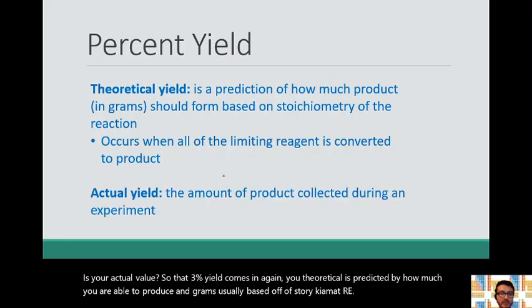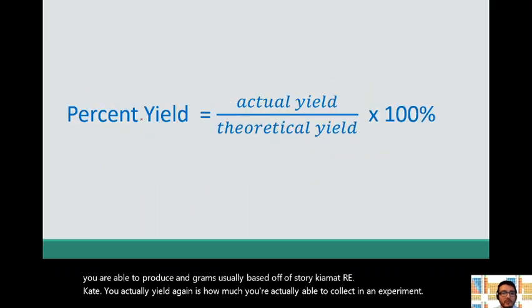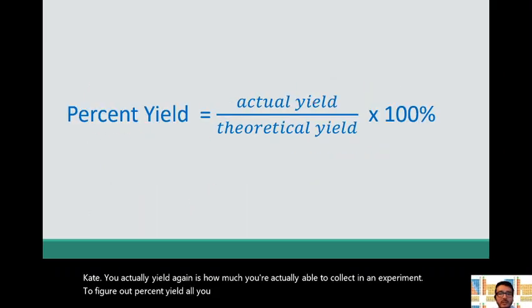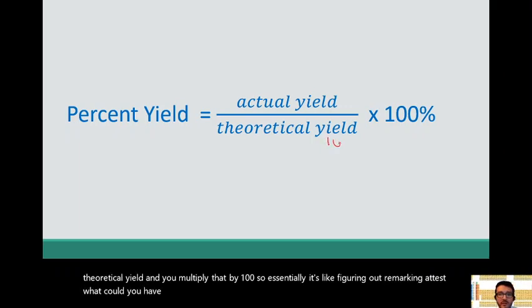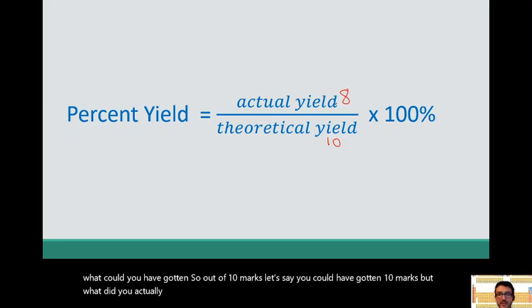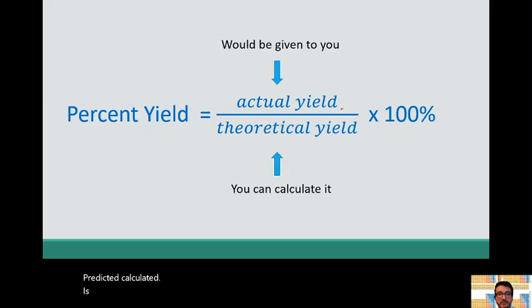Your actual yield again is how much you're actually able to collect in an experiment. To figure out percent yield, all you do is take your actual yield, divide that by your theoretical yield, and multiply that by 100. So essentially it's like figuring out your mark on a test. What could you have gotten? Out of 10 marks, let's say you could have gotten 10 marks, but what did you actually get? Let's say you got 8, so that would be 80%. So what you actually got divided by the total amount of product predicted, calculated, is your percent yield.